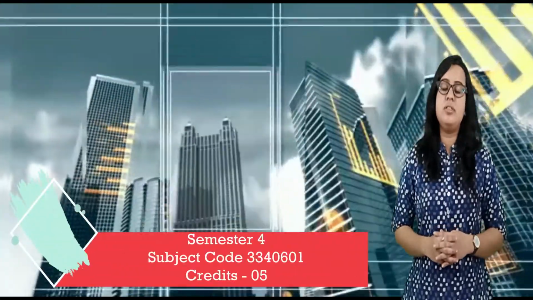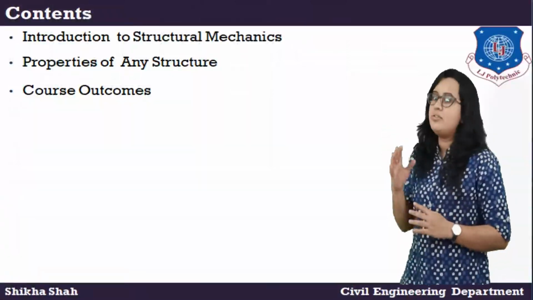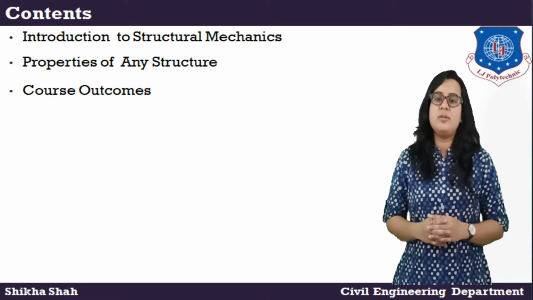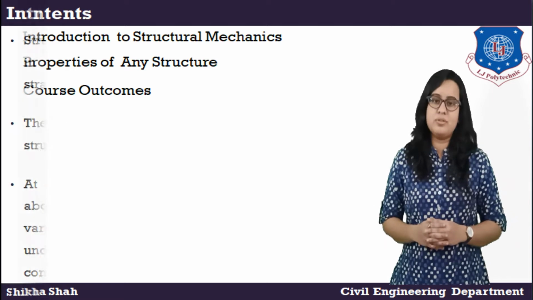Syllabus of Diploma Semester 4 and the subject code is 3340601. The total credits of this subject is 5. These are the contents of this video: Introduction to Structural Mechanics 2, Properties of any structure and Course Outcomes.